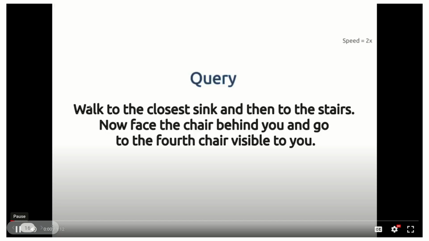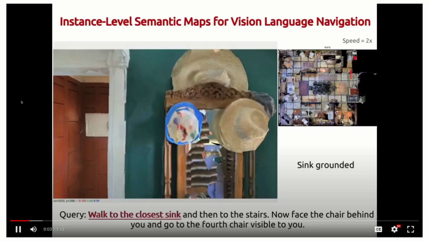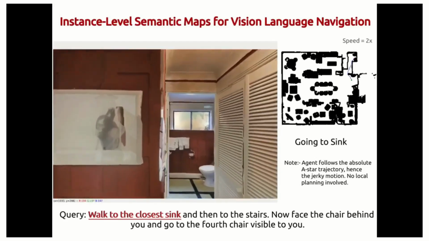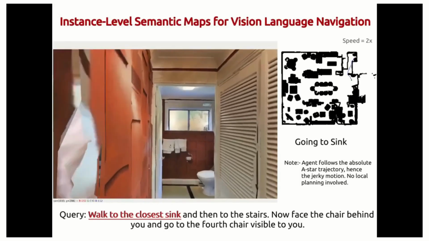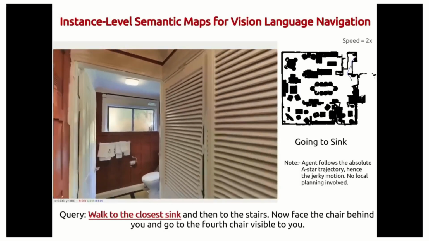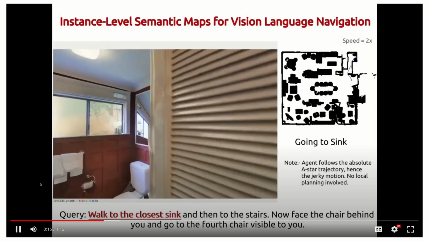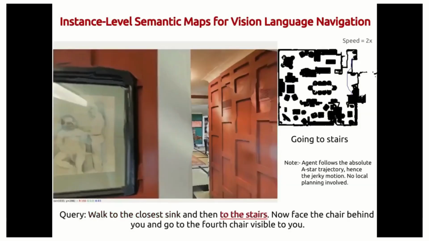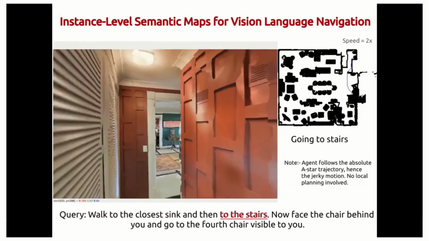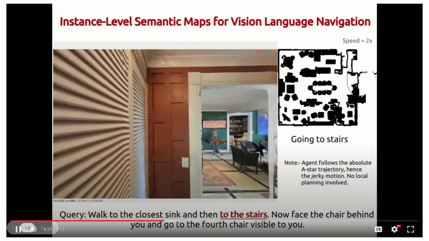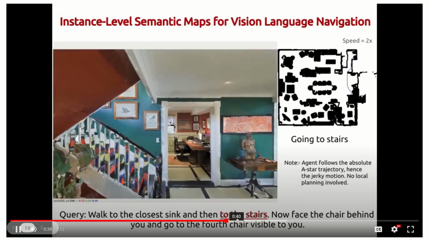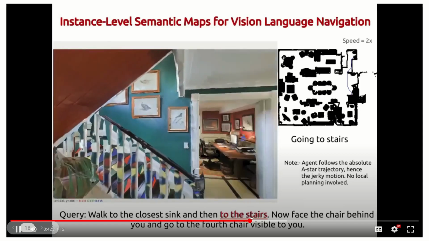In the accompanying demo, you can observe the navigation pipeline in action. The demo features a more complex command highlighting the importance of accurate interpretation of input queries and precise semantic and instance information. A slight misinterpretation could lead the robot to an undesired location, resulting in task failure. For this demo, the user asked the robot to navigate to the nearest sink, then to the stairs, and subsequently face the chair behind the stairs and navigate to the fourth chair visible to it. Please note that the robot follows the A-star trajectory without additional trajectory smoothing or local planning, which may result in a slightly jerky motion.